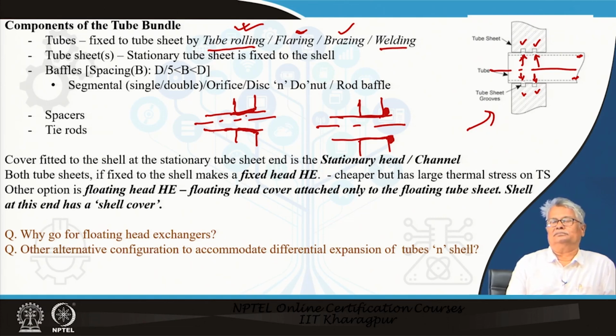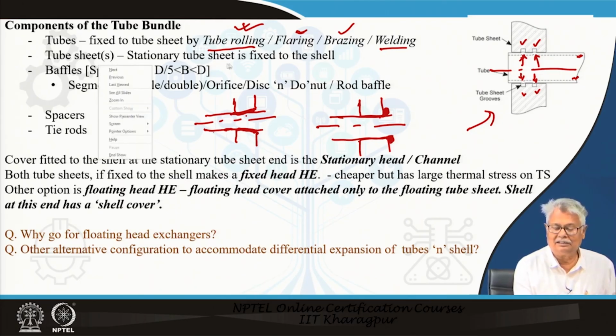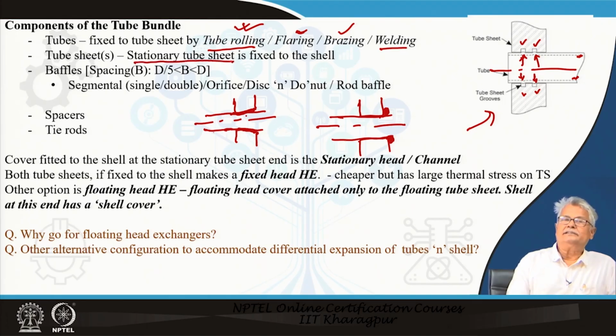Now, there is something we know, we have mentioned that there are two heads. The stationary head side tube sheet is fixed to the shell. That means, what is done there is you insert the tube bundle inside the shell, and then you fix it. We will see how the fixing is done.